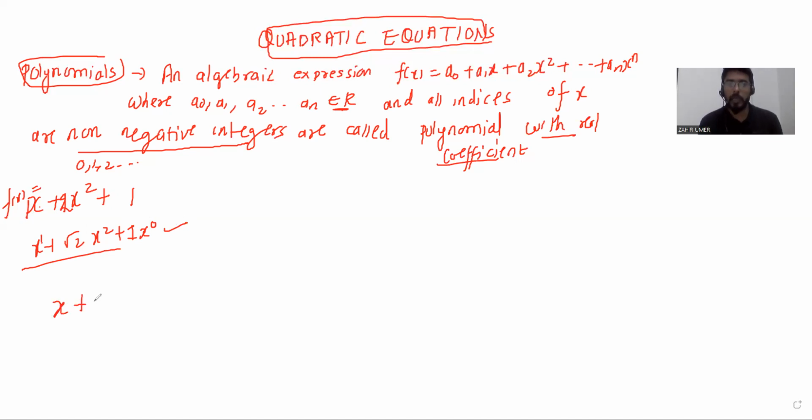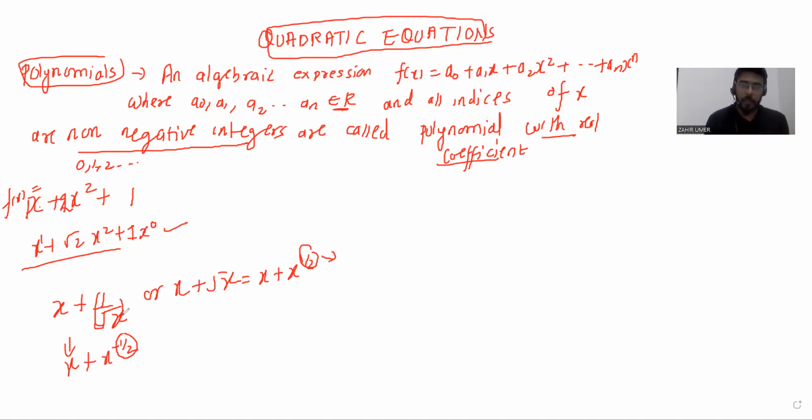But if we write x + 1/√x, or simply x + √x, this is clearly not a polynomial, because √x is x to the power 1/2, or x to the power minus 1/2. We need the indices of x to be non-negative integers, and here 1/2 is not an integer, and minus 1/2 is not an integer, so it is not a polynomial. In that chapter we dealt with all examples, and we also studied types of polynomials.